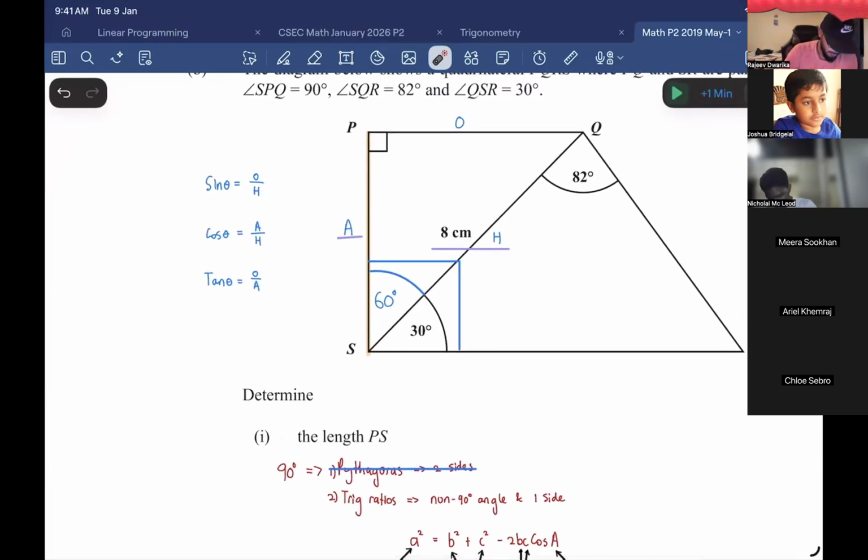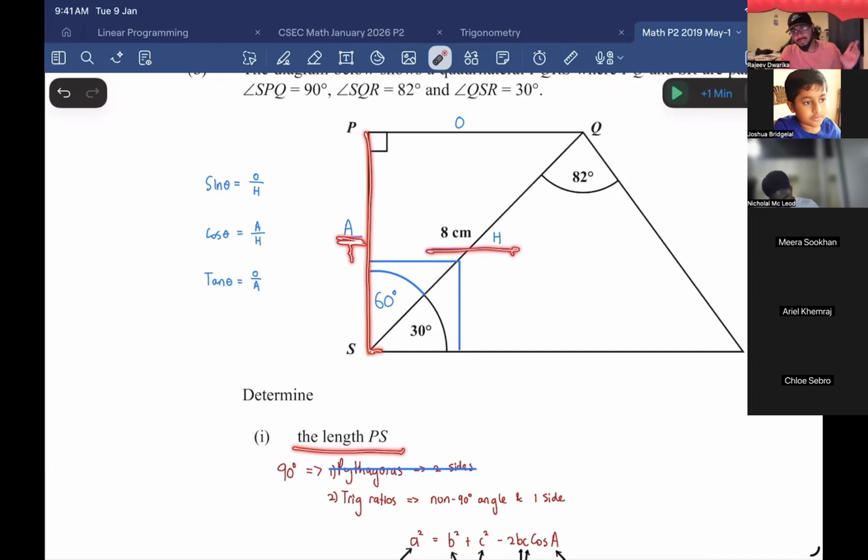This is how cos is used. They want us to find the length PS. PS, right? This is PS. Chloe, PS corresponds to what length? A, O, or H? So A, right? So I'm going to underline A one time. And do I have any known lengths? Do I have any of the lengths? Look at O and H. Which one do I have? The one by H. Right.